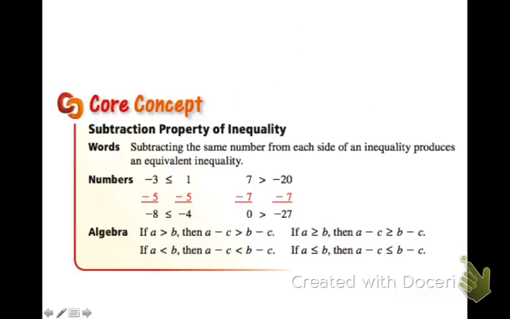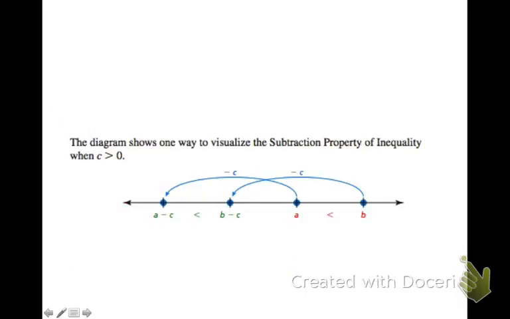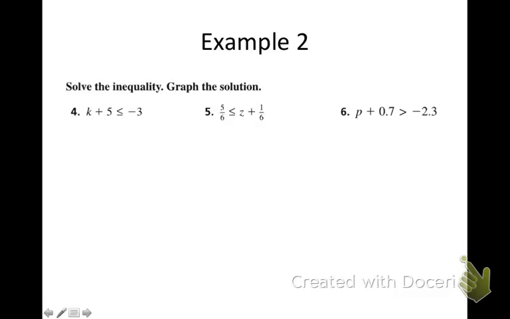Another core concept is the subtraction property of inequality that states that subtracting the same number from each side of an inequality produces an equivalent inequality, and you can see it in numbers and in algebra, and again visually on the number line. So shifting everything to the left will keep the inequality true or equivalent. Let's do example 2.